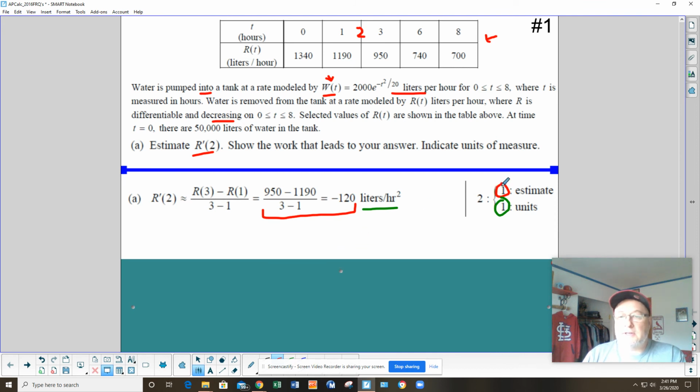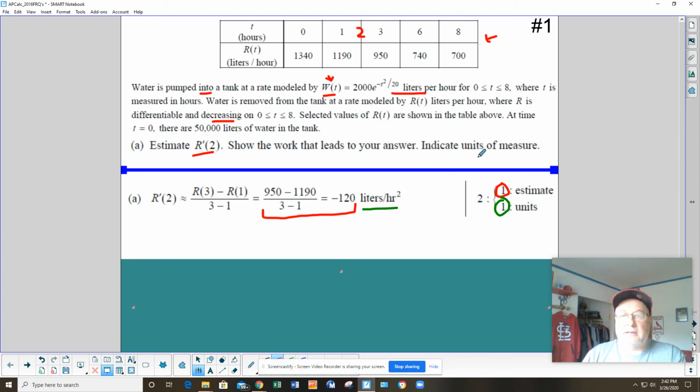So look at how these points are evaluated. 1 point is for the estimate. So you do have to have one of these two things. You do not have to simplify your fractions, so leaving it like this is perfectly fine. And you get negative 120.